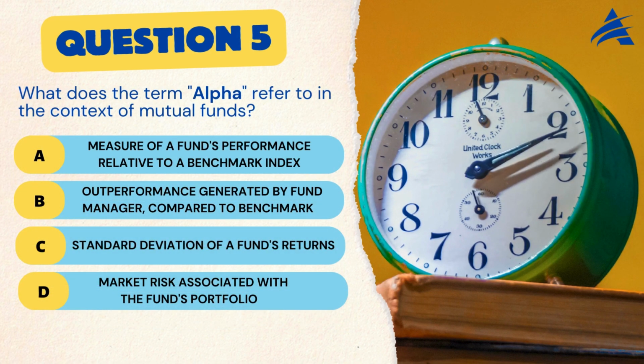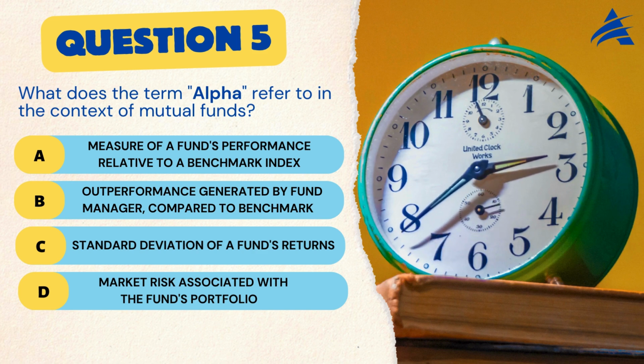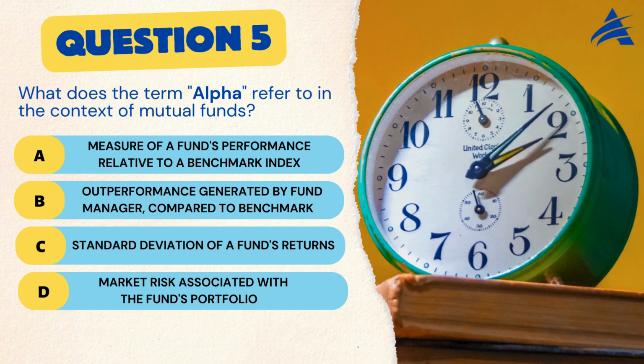Question 5. What does the term alpha refer to in the context of mutual funds? A. Measure of a fund's performance relative to a benchmark index. B. Outperformance generated by fund manager compared to benchmark. C. Standard deviation of a fund's returns. D. Market risk associated with the fund's portfolio.